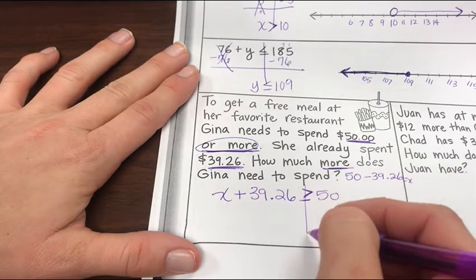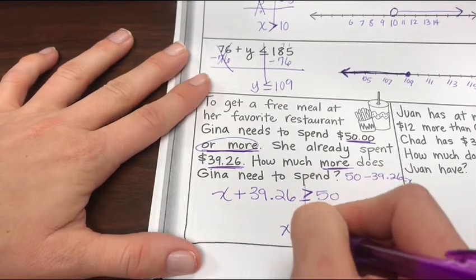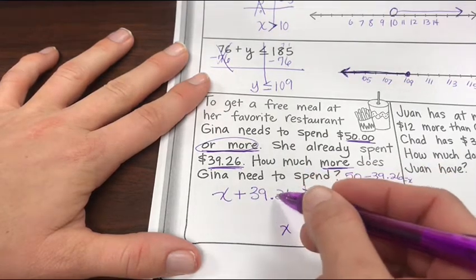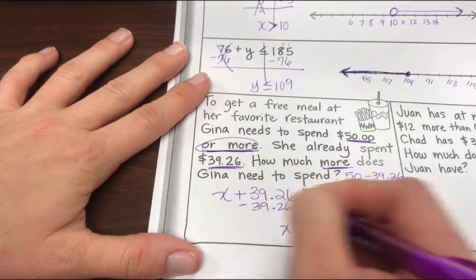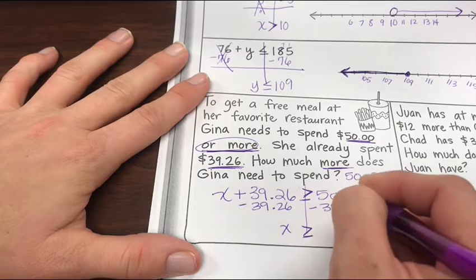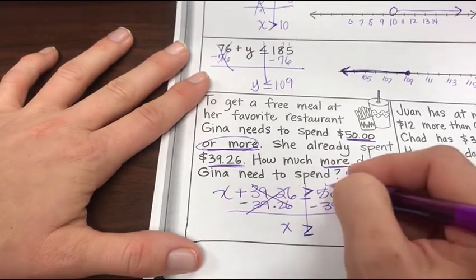So I'm going to draw my line to separate this side of the inequality from this side. I'm going to keep my sign. I'm going to solve for X. How do I get rid of plus $39.26? I subtract $39.26. Don't forget, with money you have to line up your decimals when you're adding and subtracting, or with any decimals.